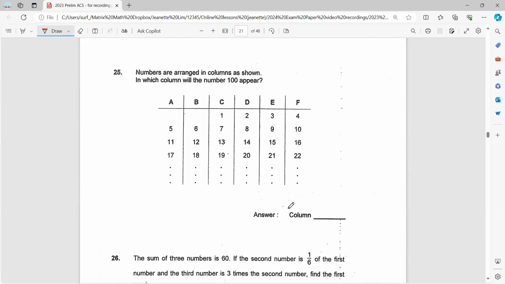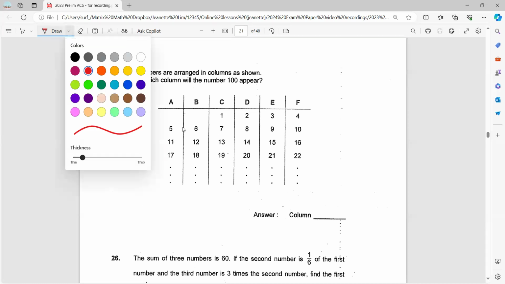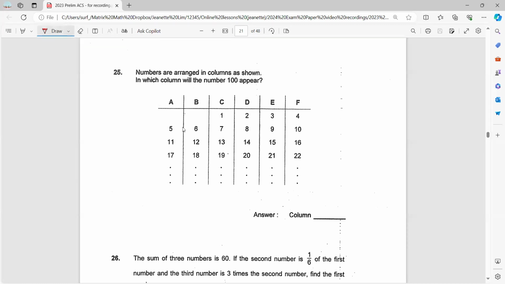Question 25, numbers are arranged in columns as shown. In which column will the number 100 appear? If you see, there are 6 columns, right? So if the numbers are running, the multiple of 6 will always be in the same column, because it always runs 6 numbers every row. So if you look at multiples of 6, it's always in column B.